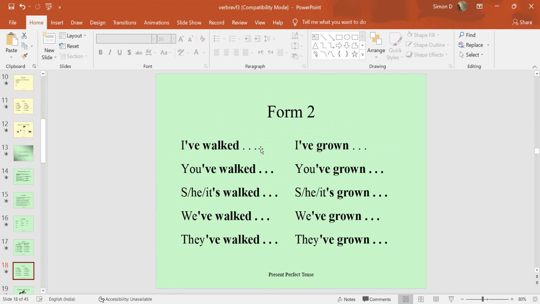Another form: I have walked. This is also the second form, but basically this is have, right? So that is why it works that way. Have and walked. Have and grown. So in all this, the has and walked.